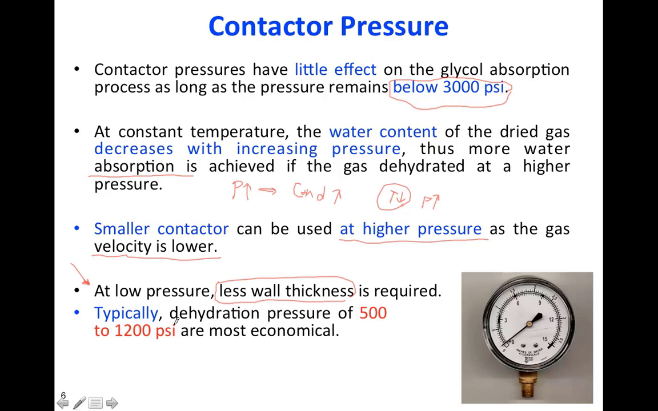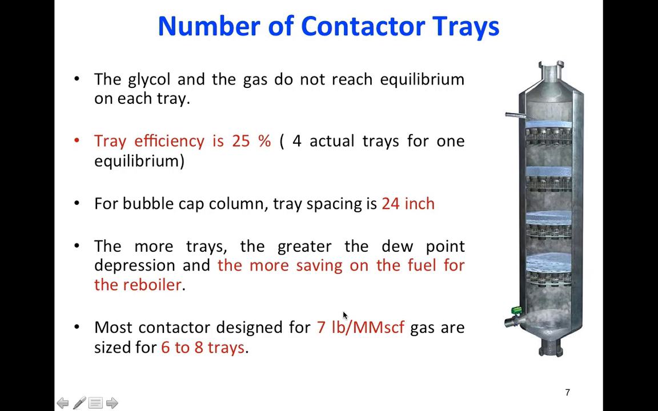So that's good, but in general, the dehydration pressure is between 500 to 1200 psi. This is a typical pressure used in dehydration. Okay, number of stages. As I said, this column is like a distillation column. The glycol column is a distillation column that has several stages. These stages are not equilibrium, although when we are going to design it, we will use those kinds of equilibrium curve.